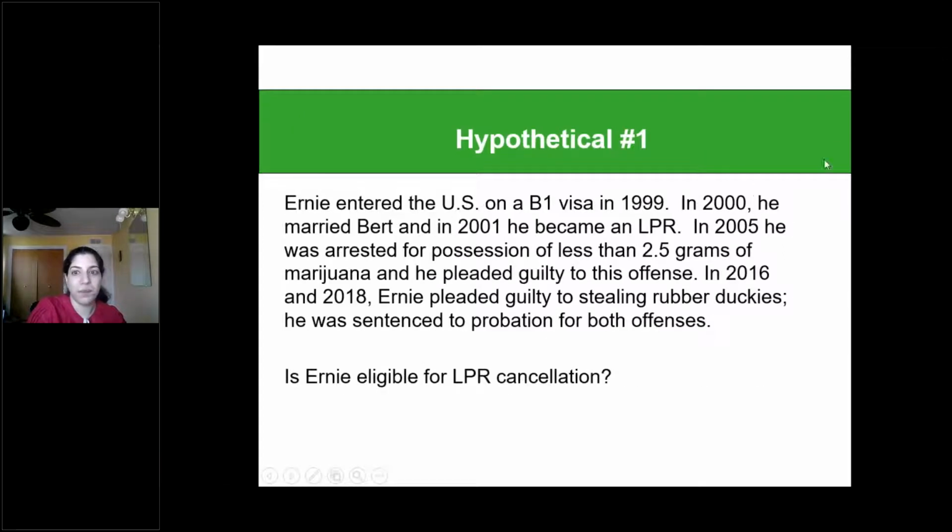Okay, we're gonna move on to a hypothetical. For those of you who have little kids at home, hopefully you'll identify a little bit with this fact pattern. I'm gonna go ahead and let folks read it and then invite individuals to kind of try to put their thoughts in the chat box. I'm gonna give folks about 2 minutes to do that. So we're trying to figure out if Ernie here, who's an LPR through his marriage to Bert, is eligible for LPR cancellation despite his criminal record. So I'm not seeing any responses in here. I don't know if it's working for folks or not.